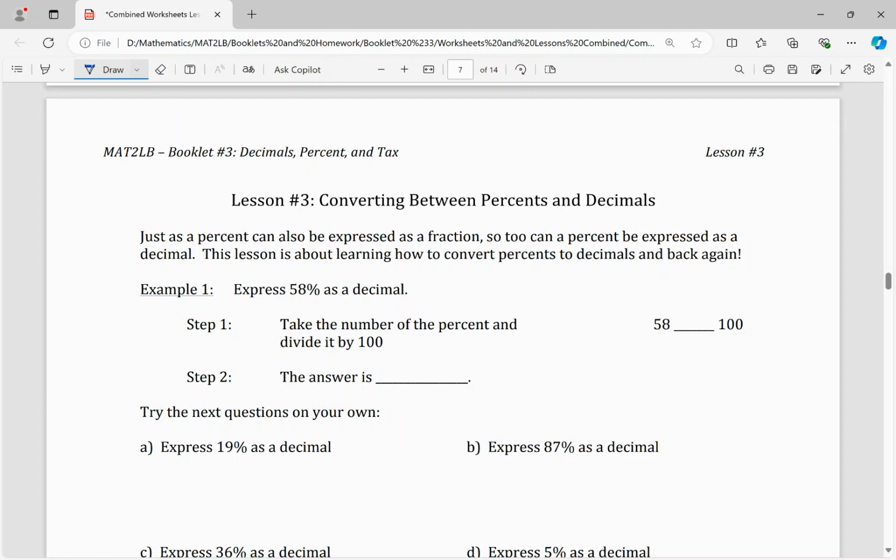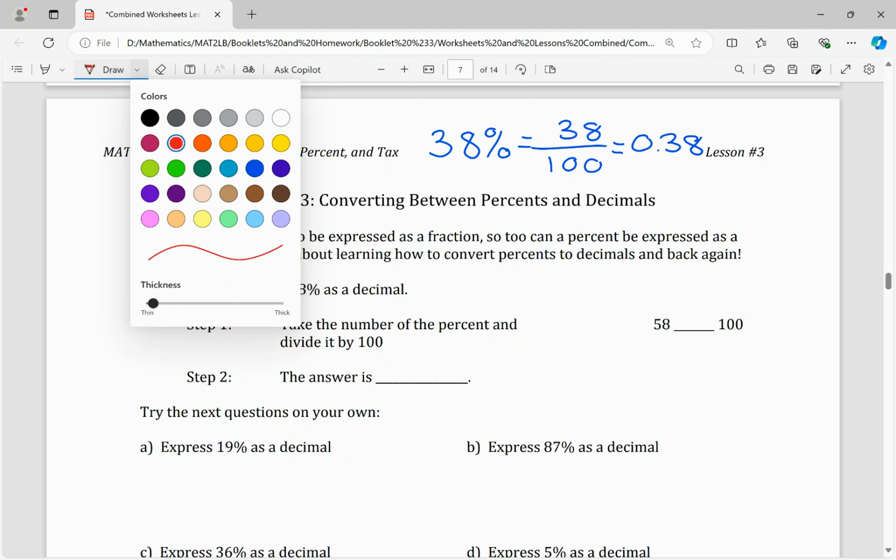Now, in previous lessons, we talked about how a percentage could be represented in the following form, such as 38%, or it could be represented as a fraction. 38% means that we have 38 parts out of 100, so 38 over 100. There is a third way that you can represent percentages, and that is as a decimal. The third way to represent 38% would be 0.38.